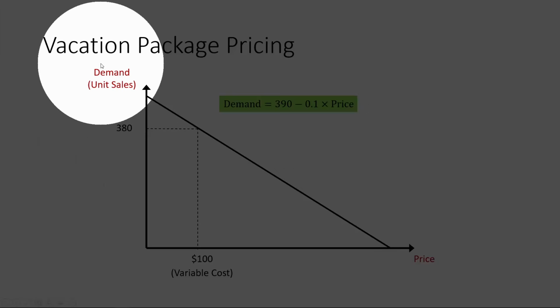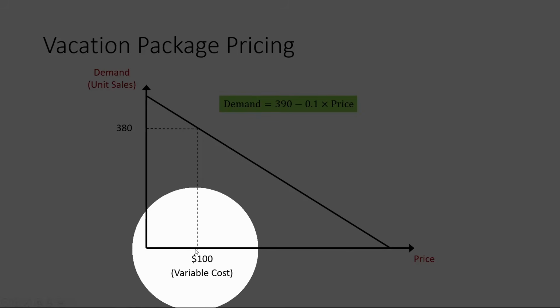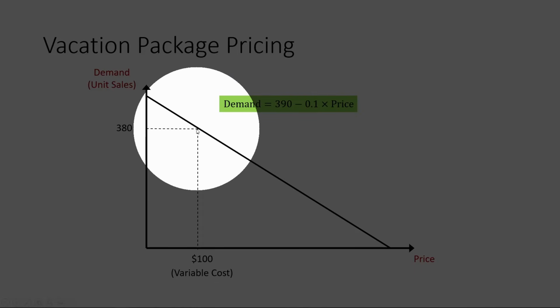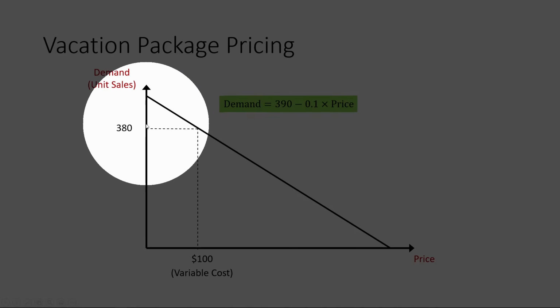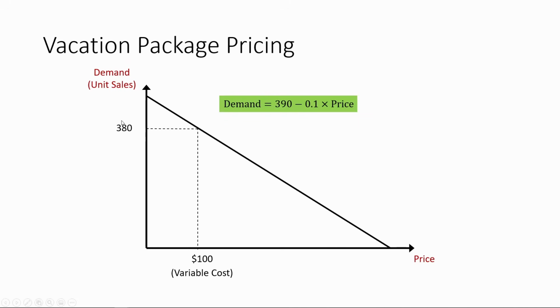So here we're looking at the pricing of a vacation package. The variable cost of offering a vacation package is $100. I've drawn the variable cost here. So if we price at variable cost, the demand is 380. Within this graphic representation, let's say I already know the optimal price, that is the price that gives us the highest profit. Let's say the optimal price is $2,000.